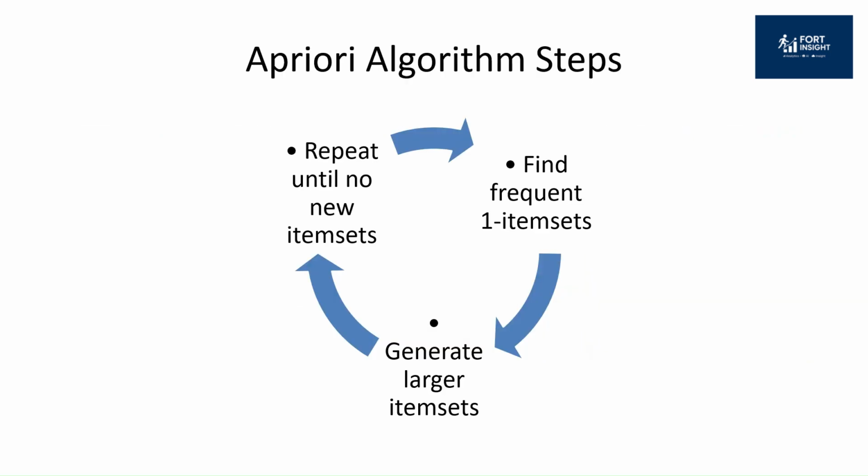First, the algorithm identifies frequent 1-item sets by counting individual item frequencies. Next, it generates candidate 2-item sets from the frequent 1-item sets and evaluates their support. This process continues for larger item sets until no additional frequent item sets can be generated.